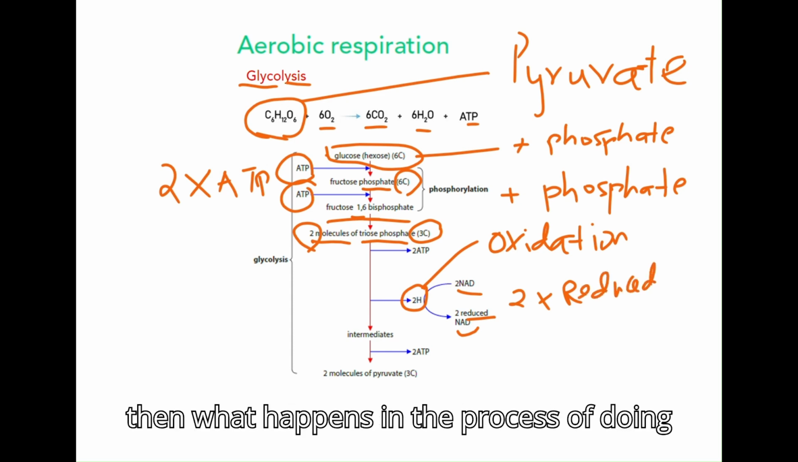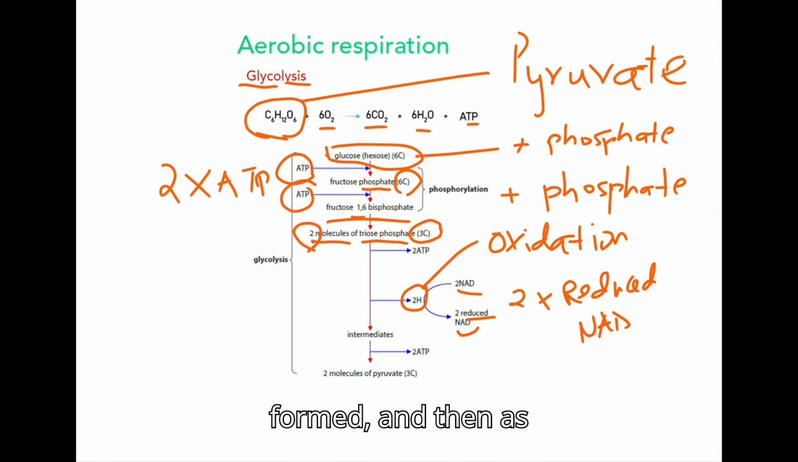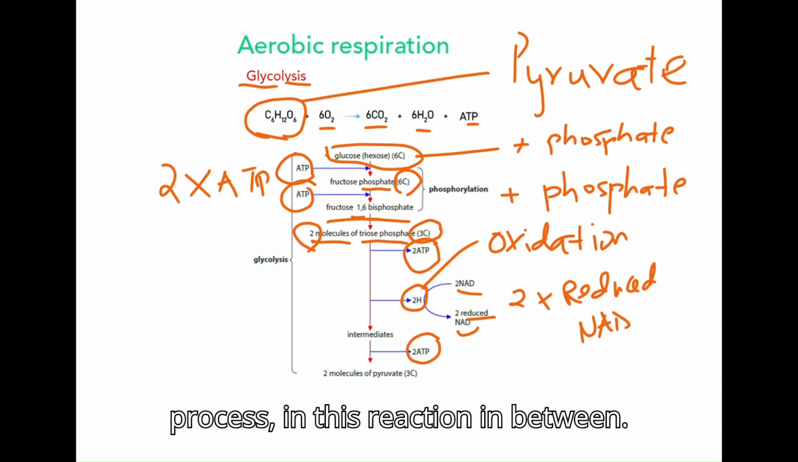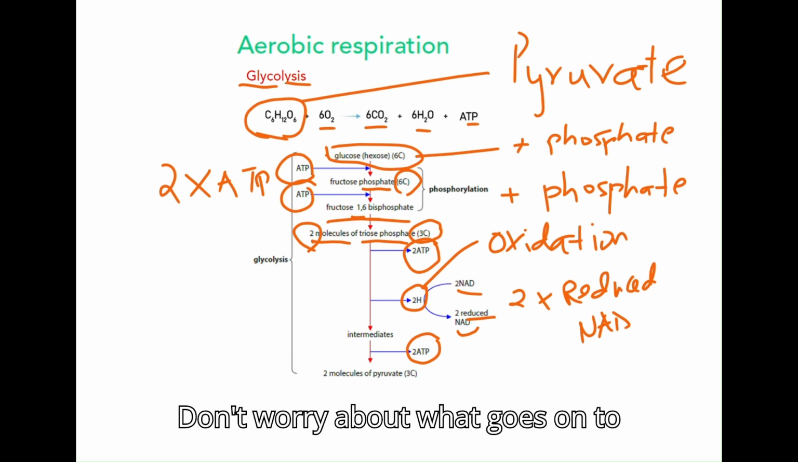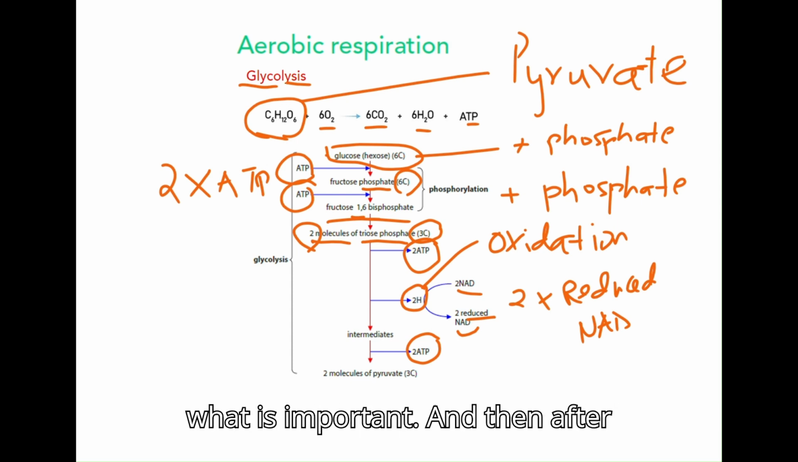So, what happens in the process of doing this? Reduced NAD is what we have now formed. And as that is going on, the same triose, in the process of this oxidation, eventually ends up giving up two ATPs for each molecule. So we have two ATPs being produced in this reaction in between. Don't worry about how they are produced, just know two ATPs are going to be produced. For your syllabus, that's what is important.